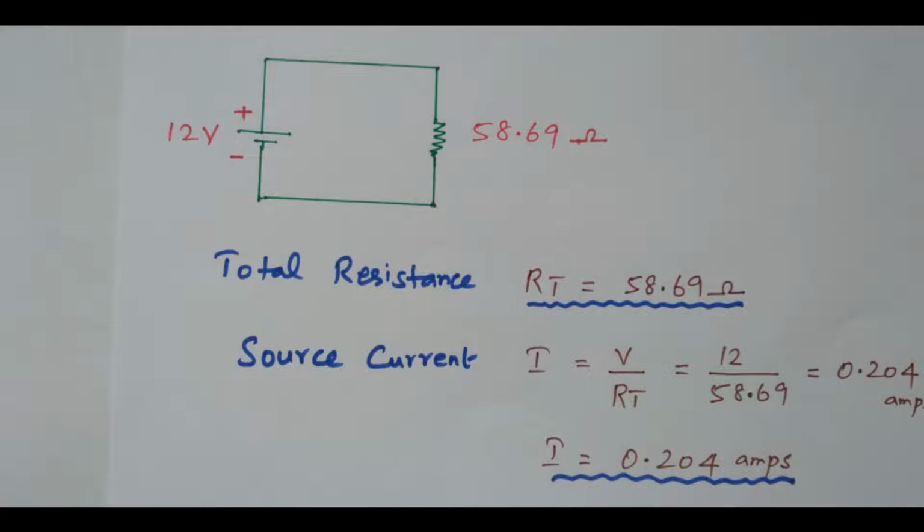So in this problem, by solving step by step using series-parallel combinations, finally we got the answer. The equivalent resistance of the circuit is 58.69 ohm and the source current or total current is 0.204 amperes. Now we'll go to the next problem.